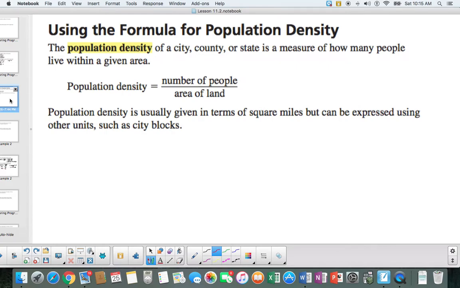We're going to take a look at population density. Population density is the number of people divided by the area of the land. A lot of cities grow in the form of a circle. So studying circles right now, it'd be a good idea to take a look at population density.